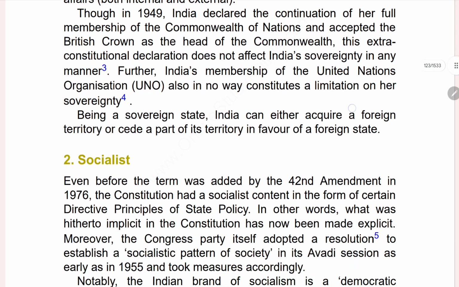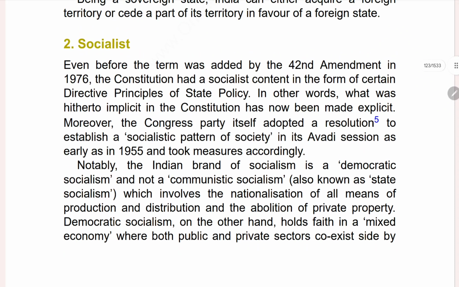Next we will see socialist. What is the concept of socialist? Even before the term was added by the 42nd Amendment in 1976, the constitution had a socialist content in the form of certain directive principles of state policy. So this word, socialist, was inserted by the 42nd Amendment in 1976.